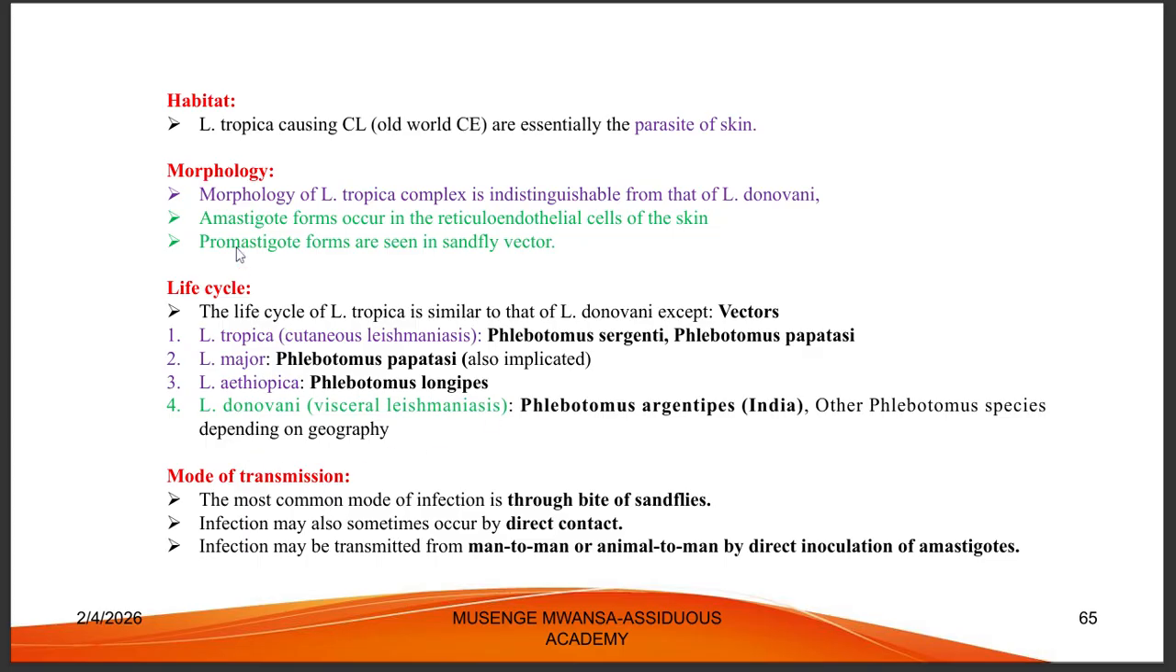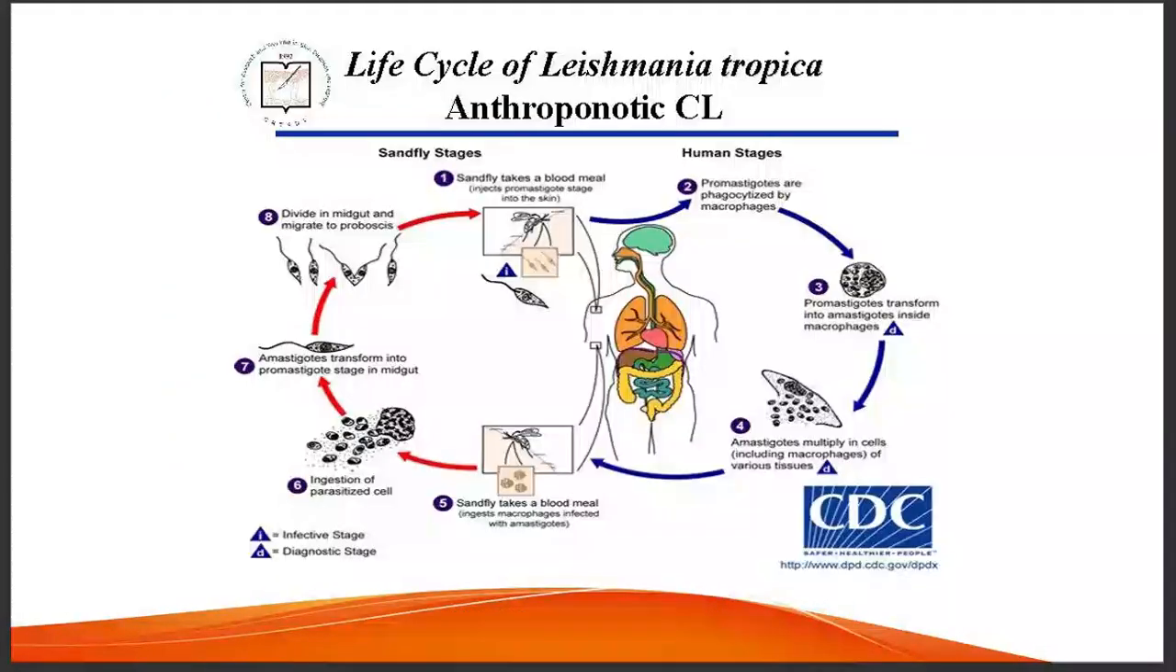How Leishmania tropica is transmitted again is via a bite by a sandfly. Even direct contact, like if you come in contact with the Leishmania itself, man to man or animal to man, can also happen when these amastigotes enter the body.